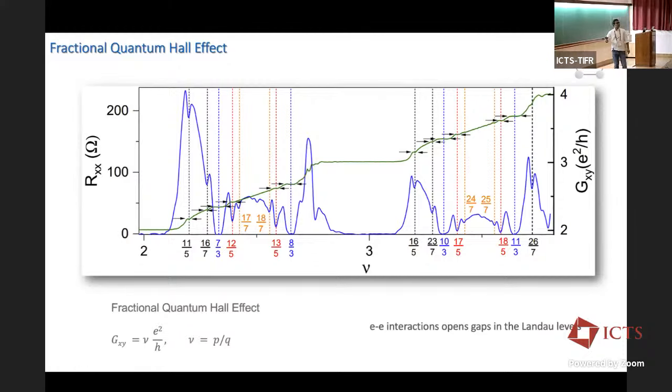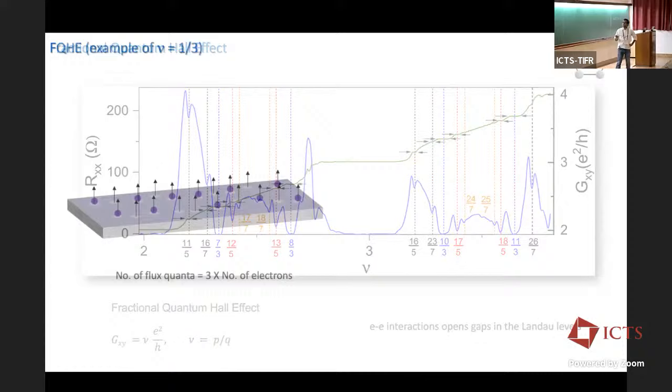It's nu e squared over h, where nu equals p by q and p and q are co-primes. So this, of course, you cannot understand from the single particle picture. This arises because of electron-electron interactions, which opens gap in the Landau levels. So this is the regime that I am interested in my presentation today.